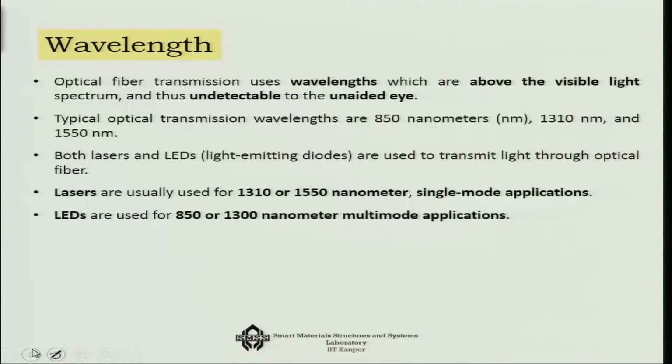Next is the wavelength. Optical fiber transmission uses wavelengths which are above the visible light spectrum, and thus undetectable to the unaided eye. And I told you that typical optical transmission wavelengths are 850 nanometer, 1310 nanometer and 1550 nanometer.